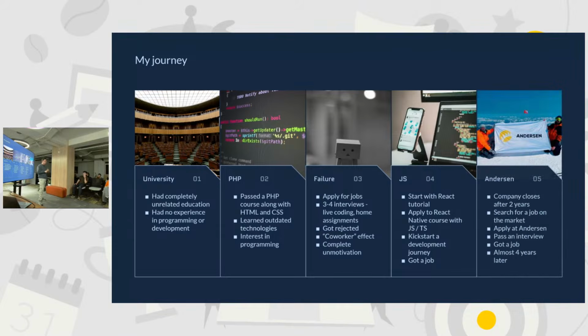But yeah, after that, I got a job there because it was a bootcamp-based program. You finish that, and if you finish it successfully, you get a job. So I got a job there, worked for 2 years there, and then the company got closed, and I went on the market, applied for a job at Andersen, and yeah, 4 years later, here I am, standing here and conducting this meetup.